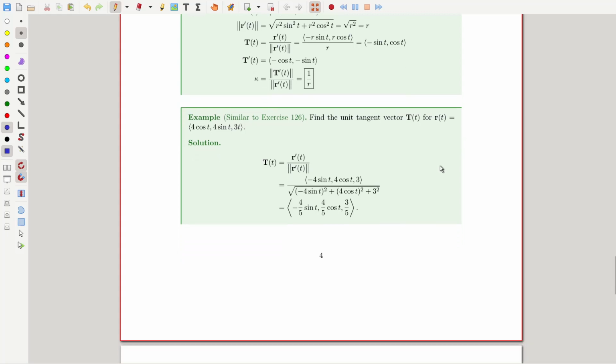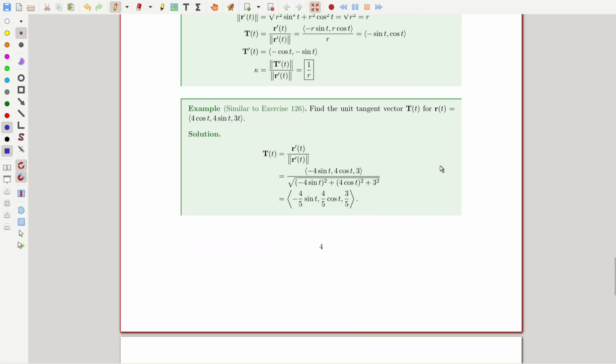Next, a problem that is similar to your homework problem. Find the unit tangent vector for this given vector function. Now I can see right away this is actually a helix because of the x and y.